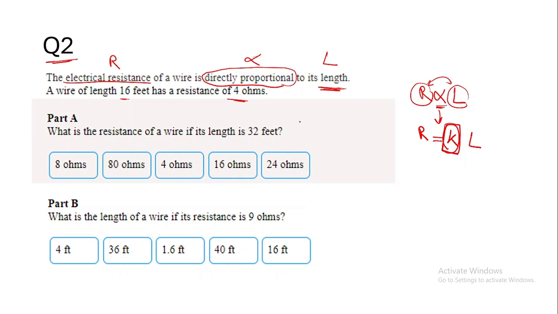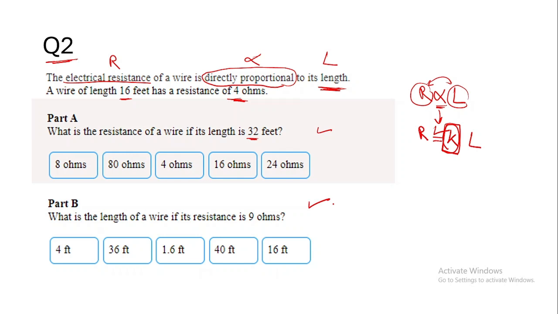As you see, this question is the same as the first question, but in a different scenario. Now here it is talking about electrical resistance and the length. And he's saying that a wire of length 16 feet has a resistance of 4 ohm. Now part A asks, what is the resistance of the wire if its length is 32? For this type of question, he didn't ask about the constant value. He didn't ask for k. So that means you have to get k first, then you start answering these questions.